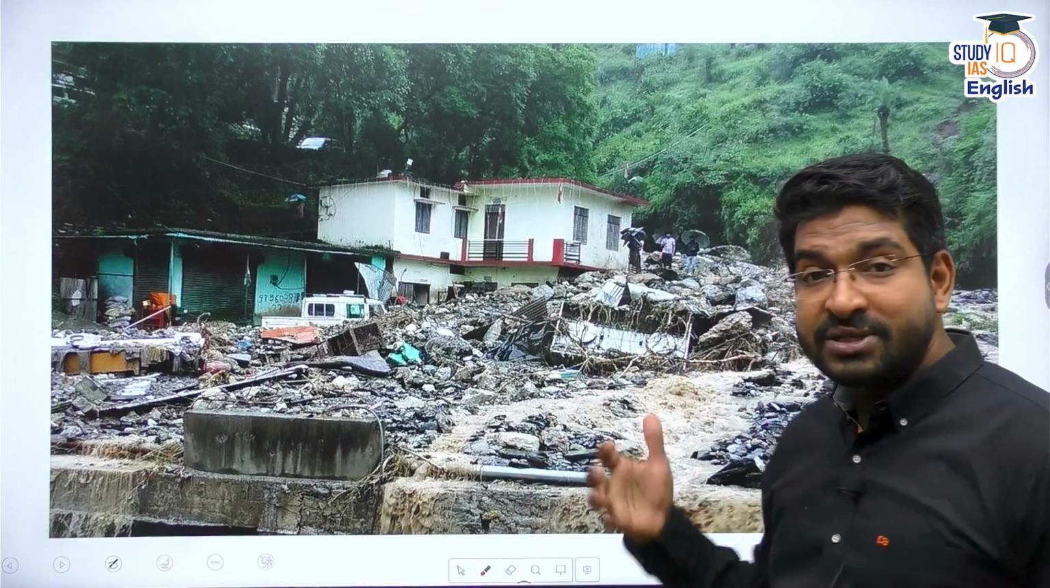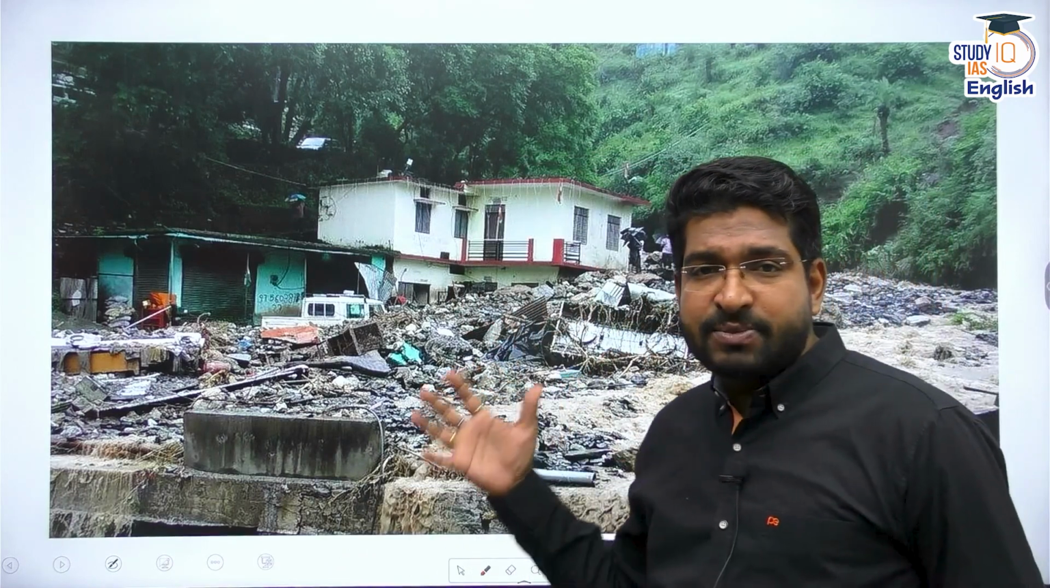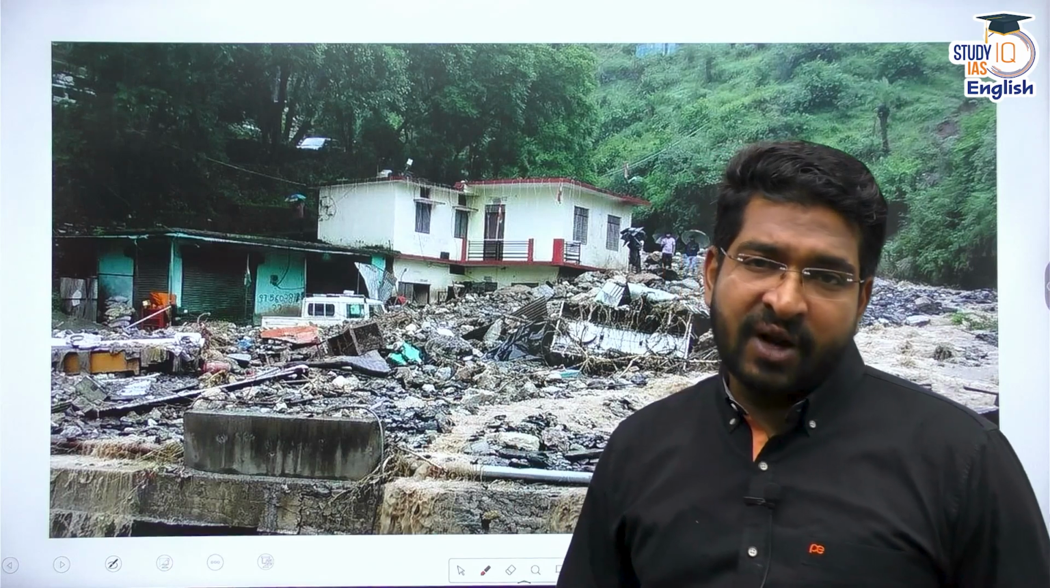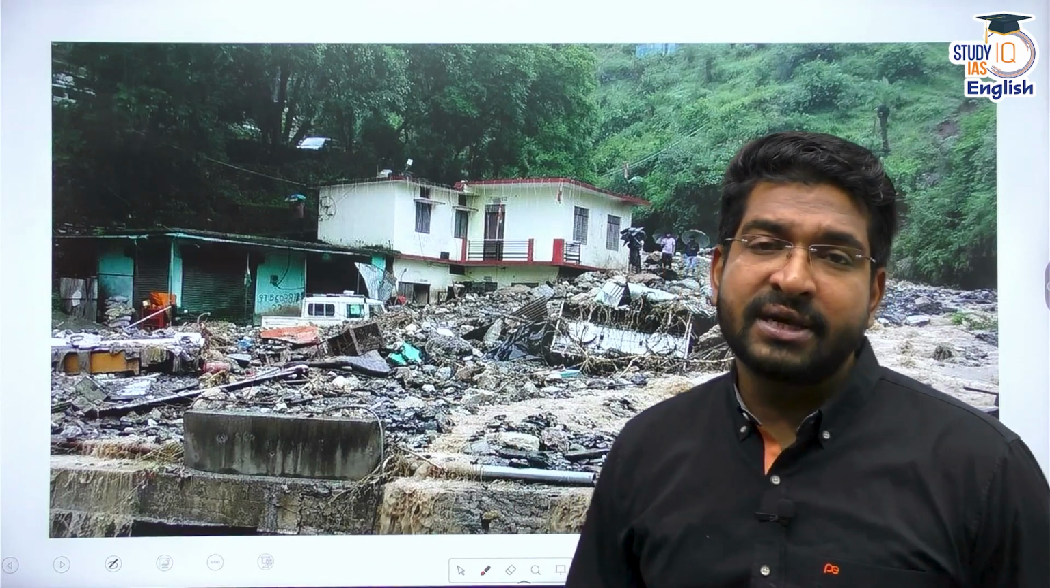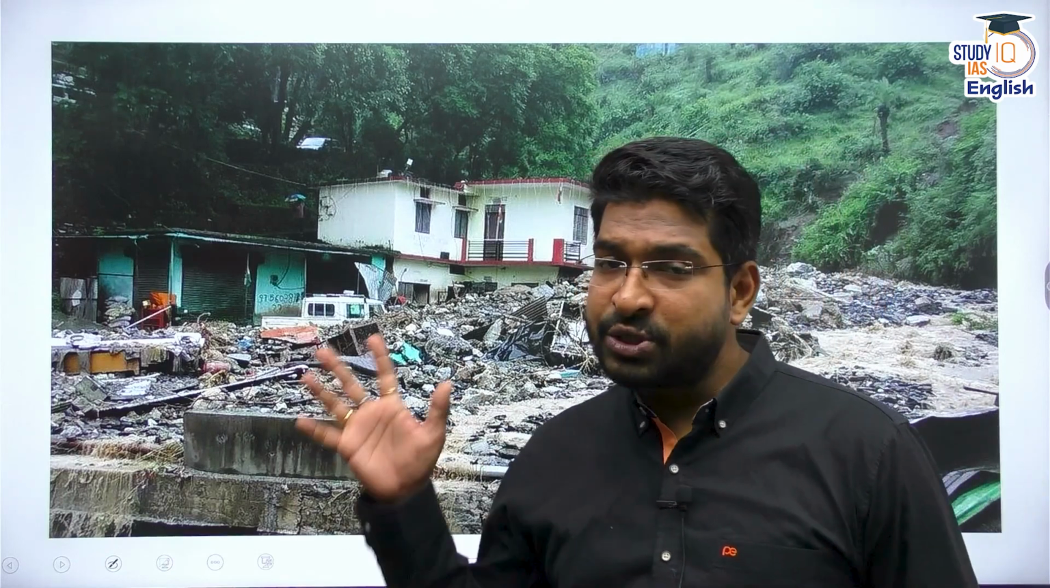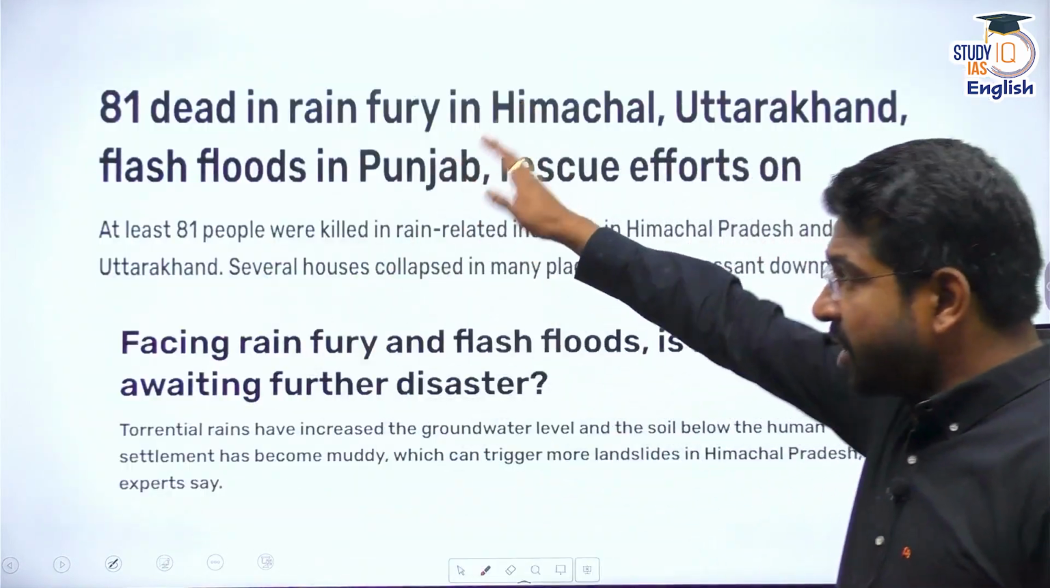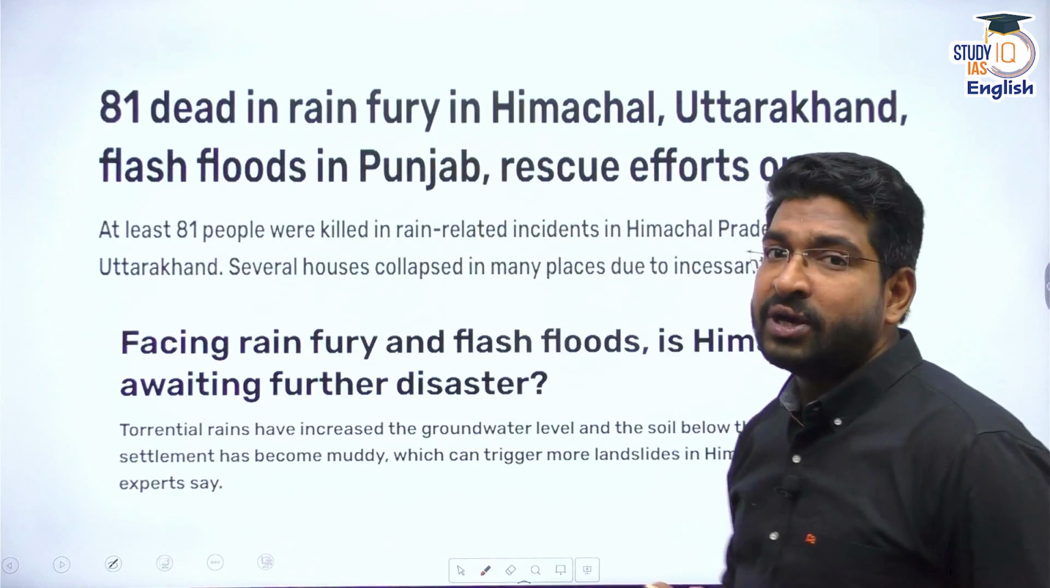Where are you currently? Are you in the state of Himachal Pradesh or Uttarakhand? If the answer is yes, then you must have seen these visuals live. These are some of the pictures from the devastating flash floods that occurred in the northern Himalayan states in recent times. The pictures are quite grim. The news is very sad. Recently, 81 people have lost their lives to rain fury in Himachal, Uttarakhand and Punjab due to flash floods.